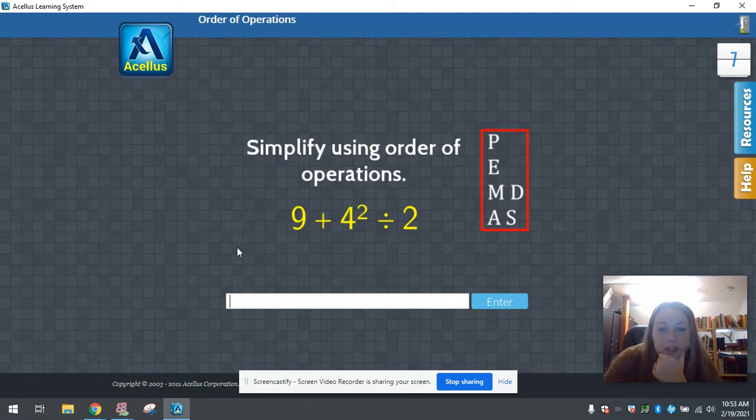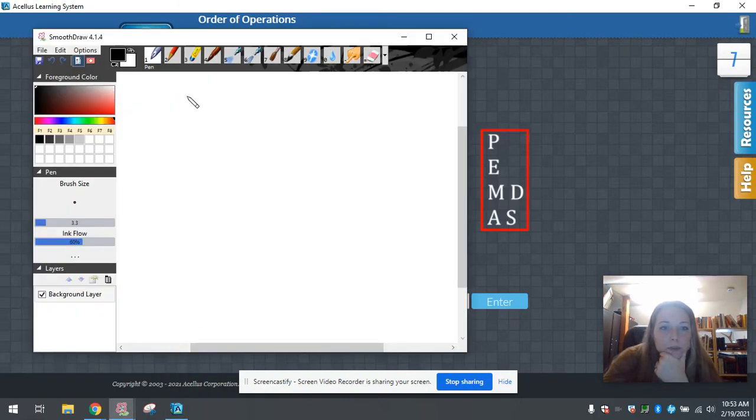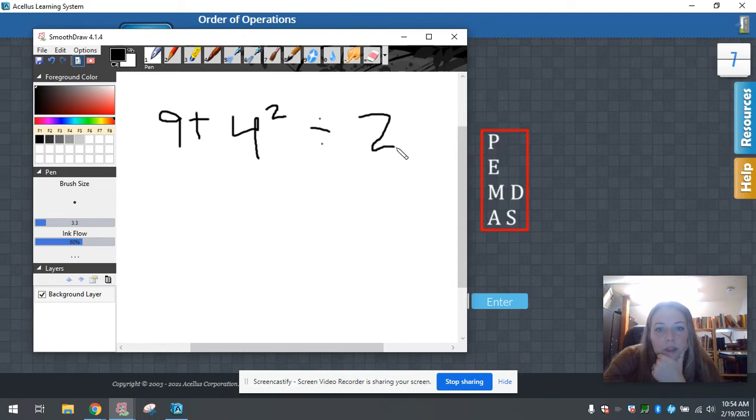So with a piece of paper and a pencil, I'd write down 9 plus 4 squared divided by 2. So 9 plus 4 squared divided by 2. And then I've simplified the exponent. 4 squared is equal to 16. The exponent tells you how many times to multiply the base by the base. So 4 times itself twice. 4 times 4 is 16.